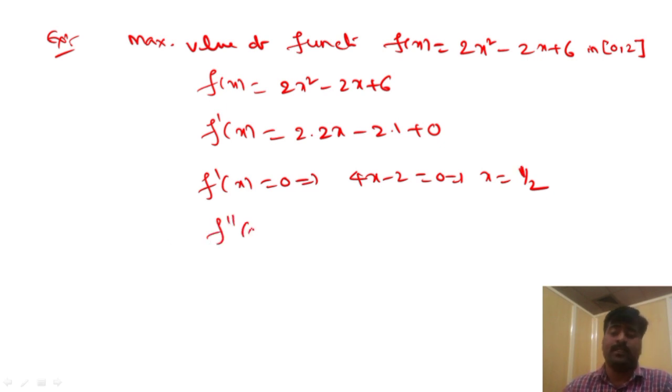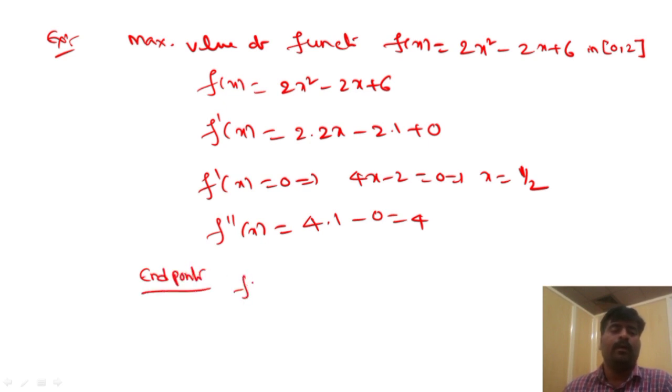Now I am going to find f double dash of x. That will be 4 into 1 minus 0, which is 4. So there is no result from here because it's not involving x. So we'll go for end points.